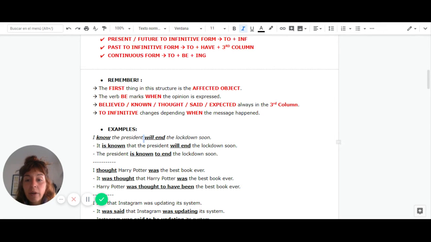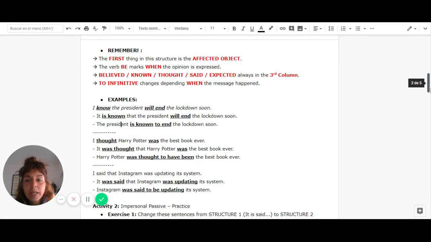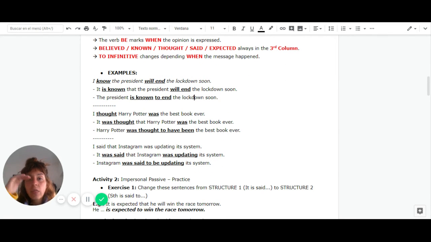Fíjense, acá estaba en futuro, will end. Entonces, dejo el to infinitive. The president is known to end the lockdown soon. Entonces, miren cómo una oración cambia en las dos estructuras. Forma directa de expresar mi opinión. I know the president will end the lockdown soon.